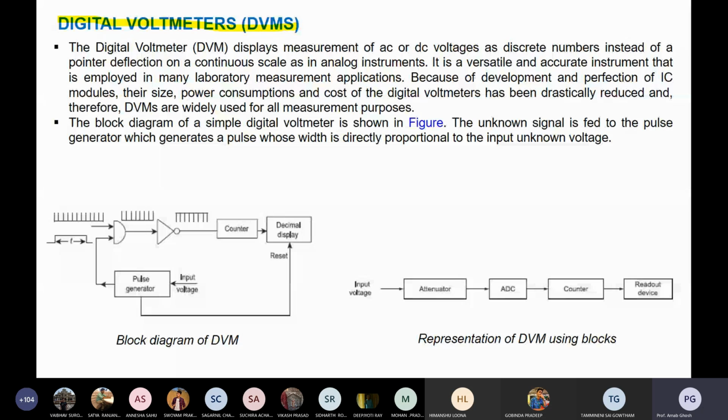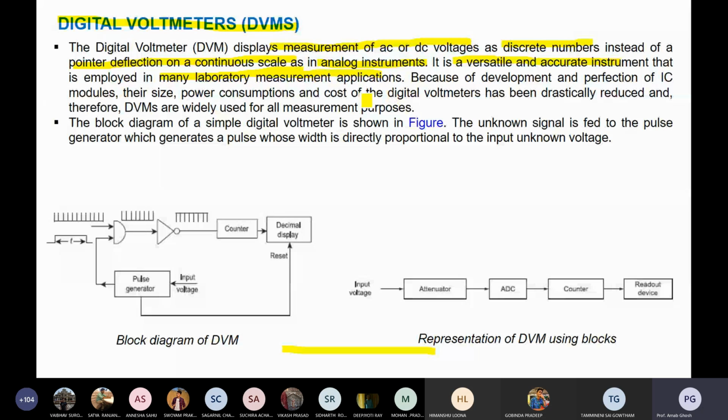AC and DC measurement of voltage. Okay, so it is showing you the measurement of AC and DC voltage as discrete numbers instead of pointer deflections on a continuous scale, as in analog instruments. So pointer deflection will be there on a continuous scale, meaning an analog scale, but here the pointer deflection is not there.